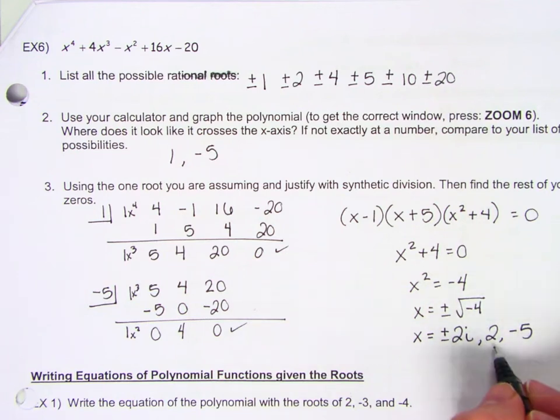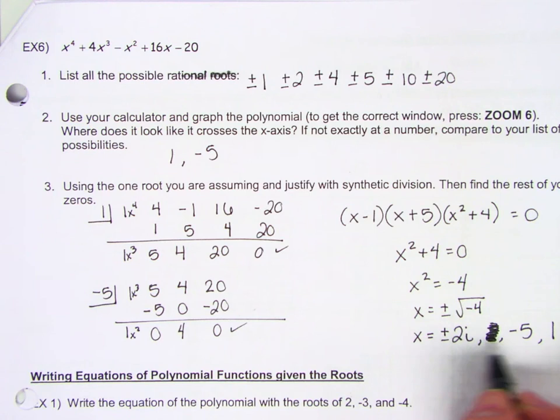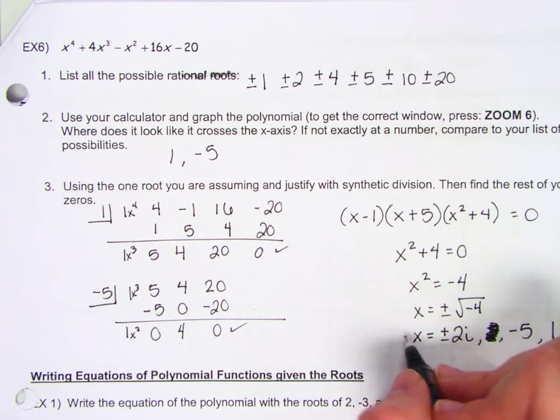Oh, I just wrote that wrong. Whoops. That should be a positive 1. I got so excited with that imaginary number. So the answers are plus or minus 2i, negative 5, and positive 1.